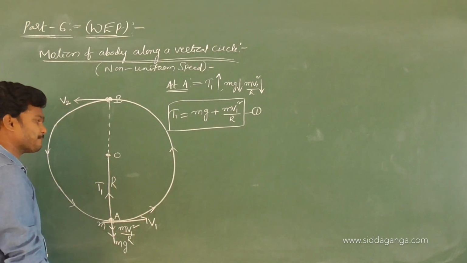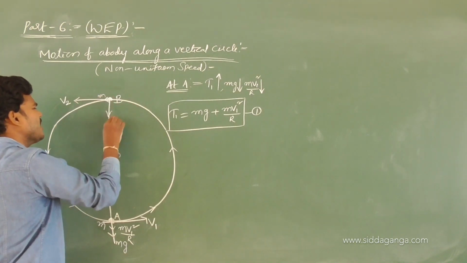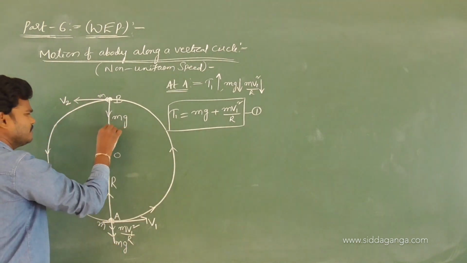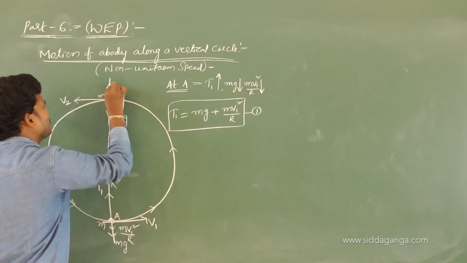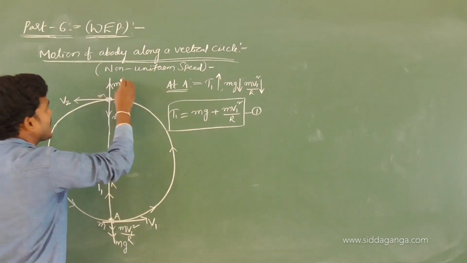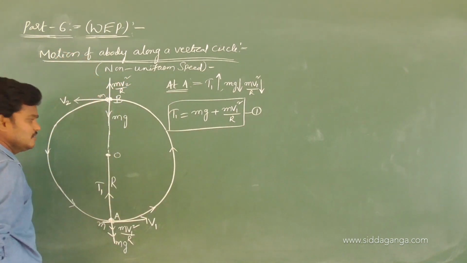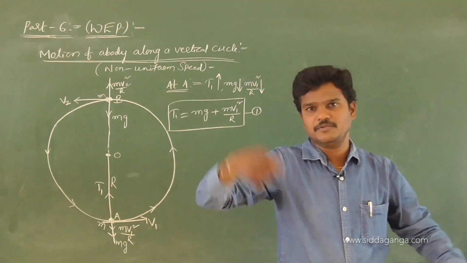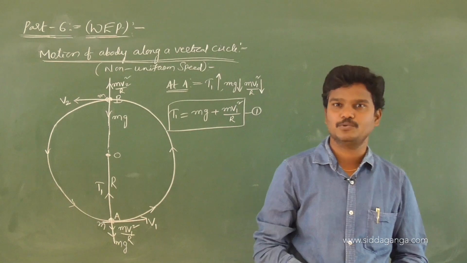Now coming to B. At B, the weight of the body always acts vertically downward, and centrifugal force acts away from the body. Once you leave the string, the body will go off, which means centrifugal force acts everywhere. This centrifugal force is m v2 square by r. Once you leave this string, the stone will move away. That means at every point the body experiences centrifugal force.